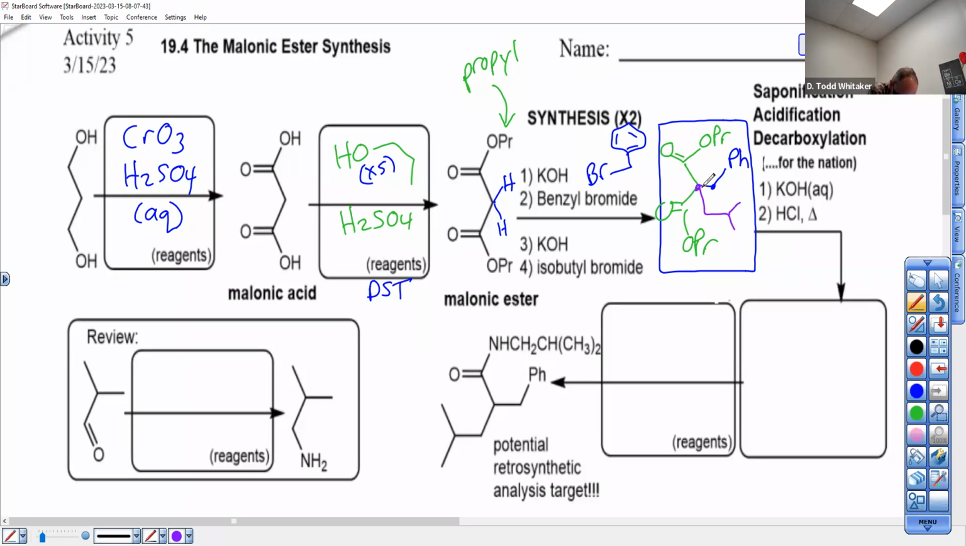Saponification, acidification, decarboxylation. Oh, there's my other rap finish there for the nation. That also sounds pretty good. I like the one with the tautomerization better though.